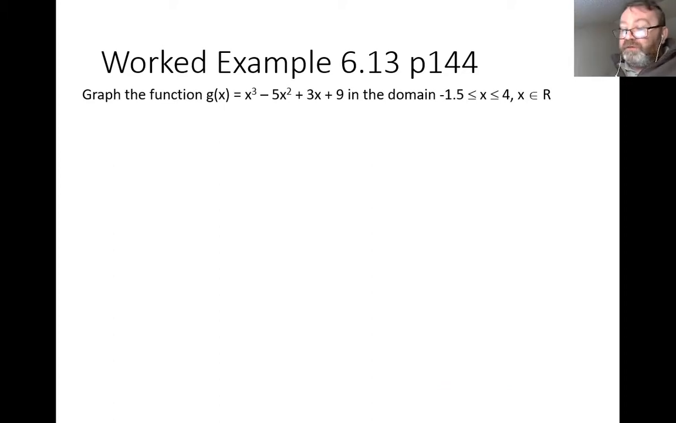Graph the function g of x, which is x cubed minus 5x squared plus 3x plus 9 in the domain minus 1.5 less than or equal to x less than or equal to 4. Now, I do hope people are able to use their calculators. You can put your calculator into function mode, into table mode. And the best way to do that is just to press mode and 3, okay?